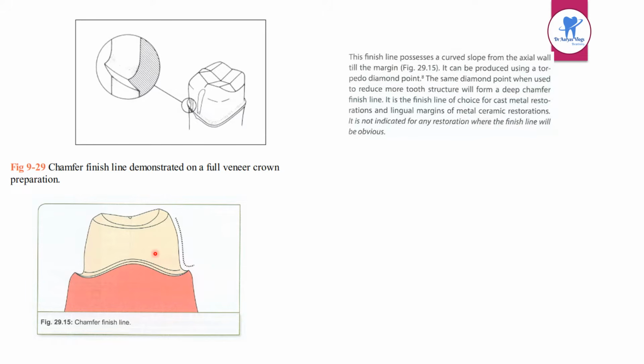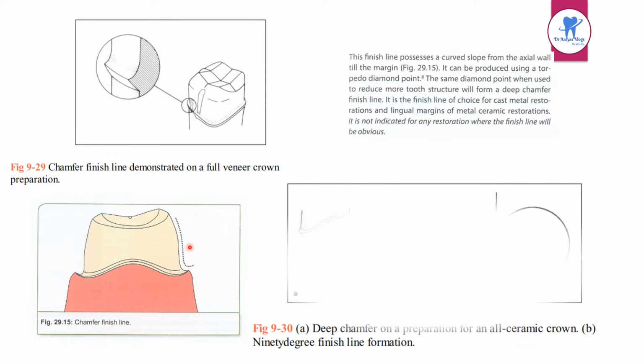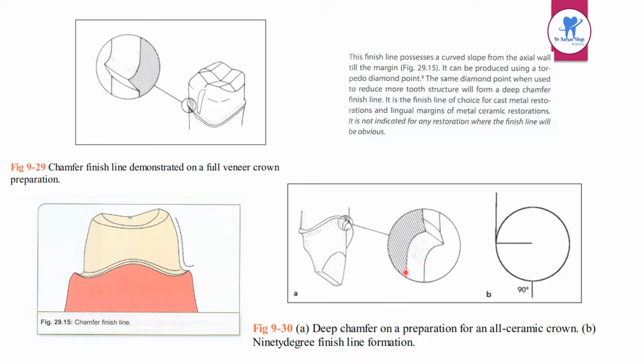And the same diamond point which is used to reduce more tooth structure will form a deep chamfer. And it is the finish line of choice for glass metal restorations and the lingual margins of the metal ceramic restoration. But it is not indicated for any restoration where the finish line will be obvious. That is about the chamfer and deep chamfer.